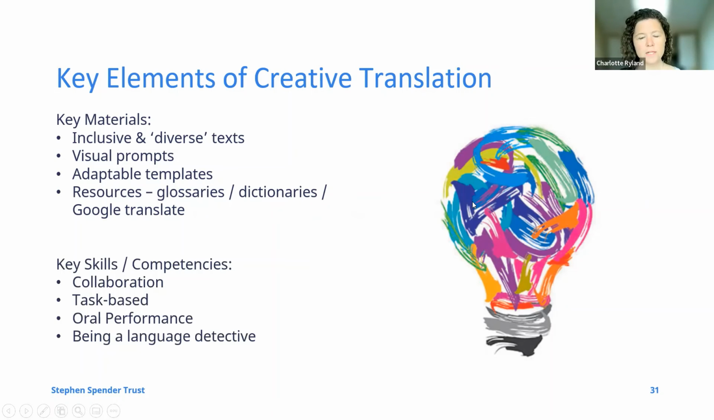Key skills and competencies: it's very collaborative, which I perhaps haven't talked about that much today. All of these activities can be done individually, but I would always recommend pair work and group work, swapping groups and sharing ideas, performing to each other at the end. It's task-based, and we often talk about the young people becoming language detectives while they're doing this work.